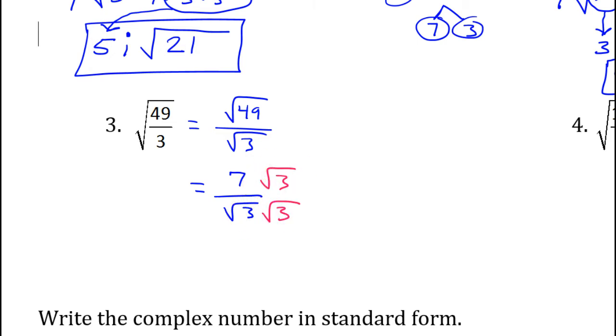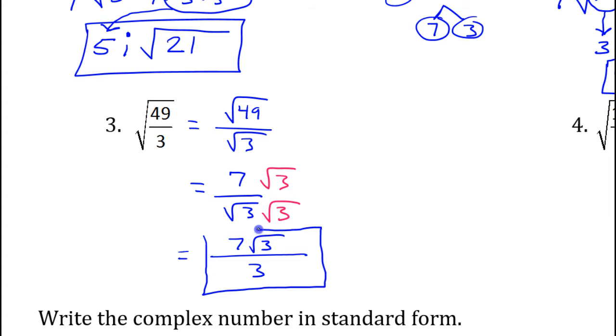Okay, because radical 3 times radical 3 is regular 3. Right? Because this would be the square root of 9, which is 3. And in the numerator, now I have 7 radical 3. So this would be the final answer for problem number 3.